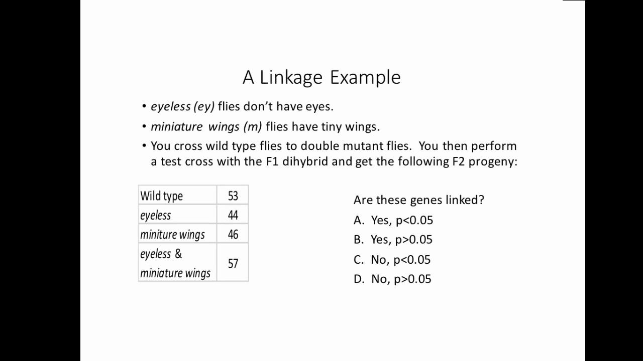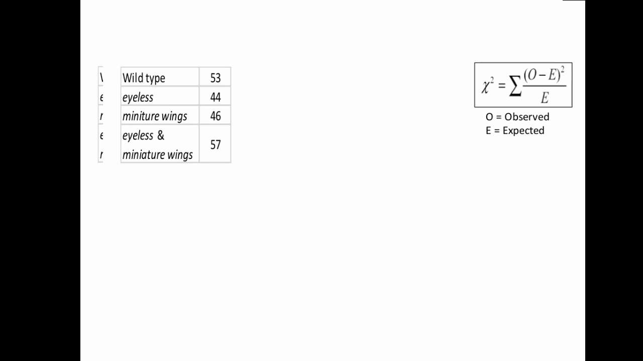And I'm asking then, based on these progeny numbers, can we determine whether these genes are linked or not? And what is the associated p-value that would then support or not support linkage? So now we're going to use chi-squared to determine, based on this data, whether the eyeless and the miniature wings genes are linked. So our null hypothesis would be that they're unlinked.